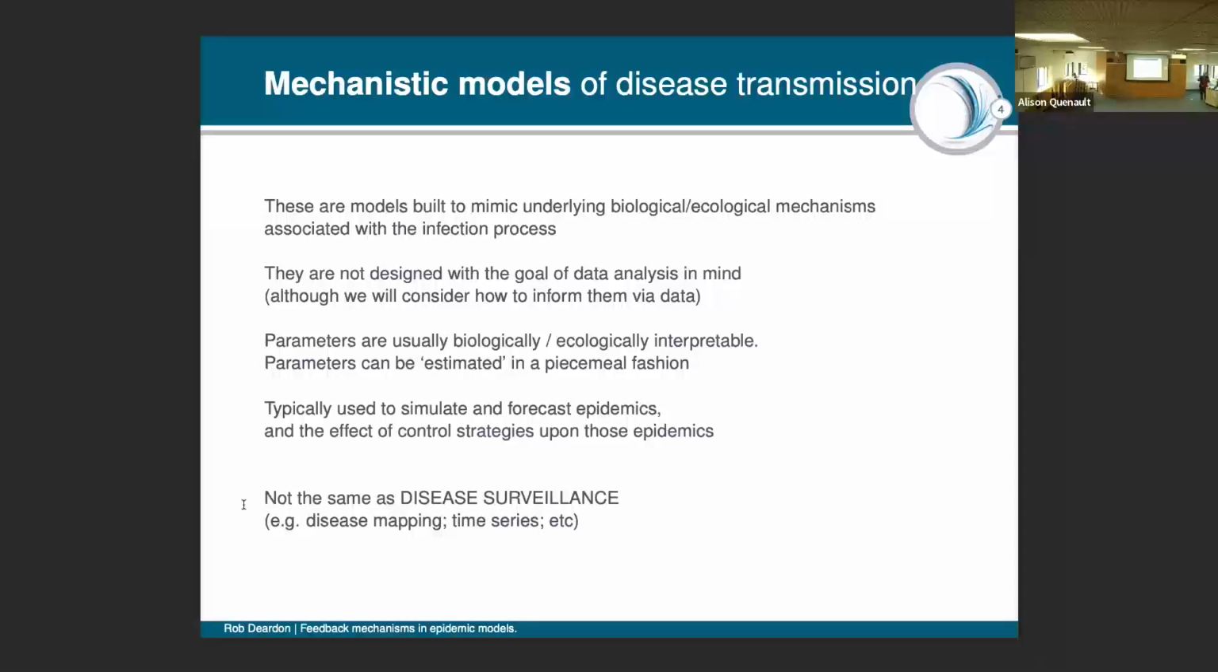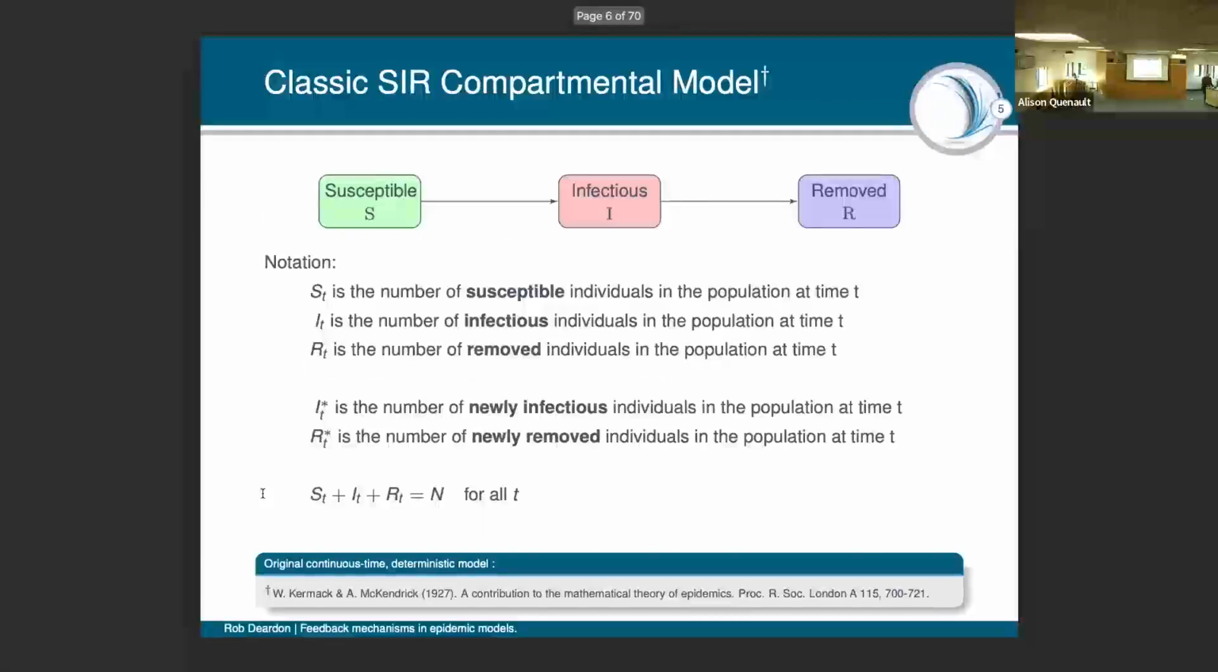And so disease modelling, at least in my mind, is separate from the idea of disease surveillance methods, which you might think of as more use of off-the-shelf general statistical models to deal with infectious disease data. So, disease mapping, regression, time series, which of course I do as well, but it's not what I'm talking about today.